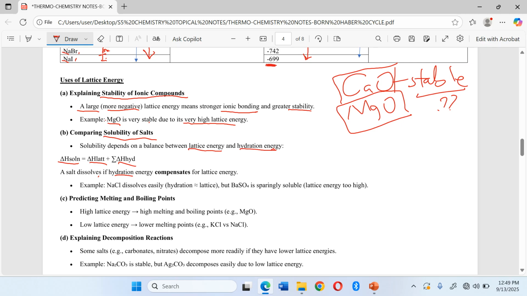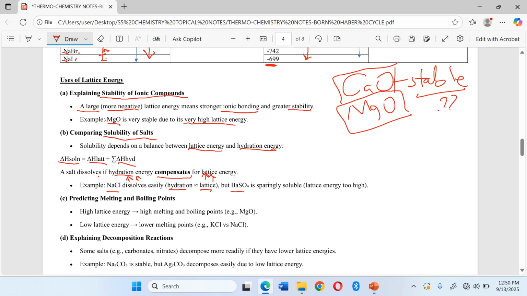That's why sodium chloride dissolves easily. Why does it dissolve easily? Because the hydration energy is approximately equal to the lattice energy. So when it compensates, neither is very much higher than the other. The difference is small or approximately equal. Then we say it can easily dissolve.